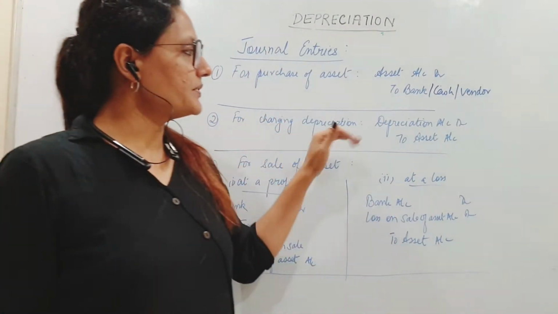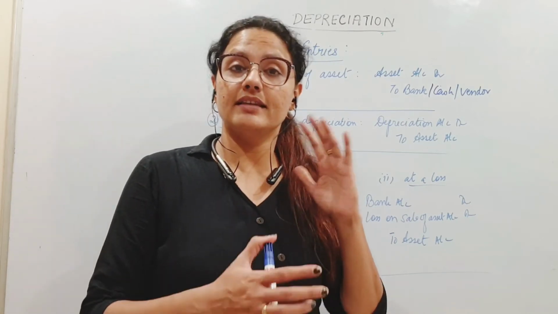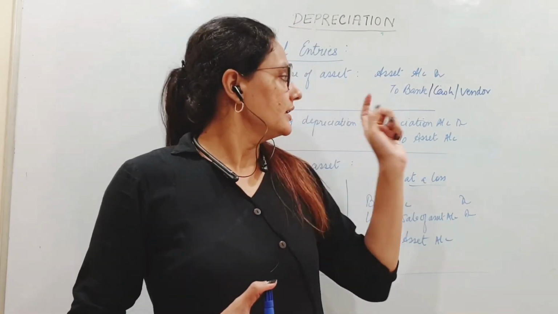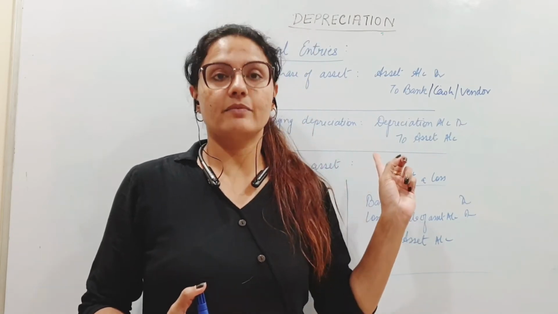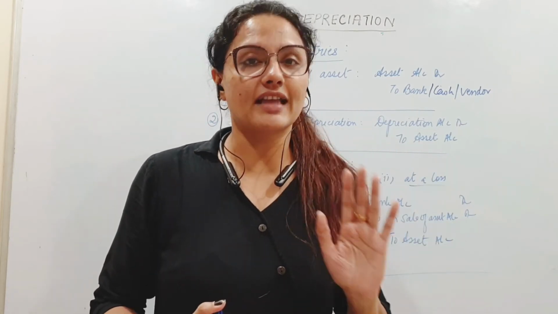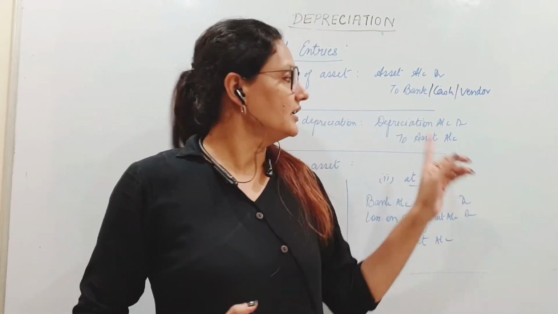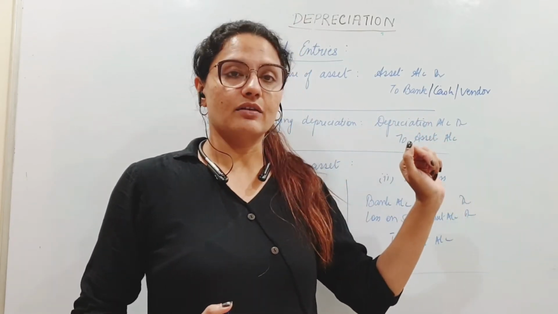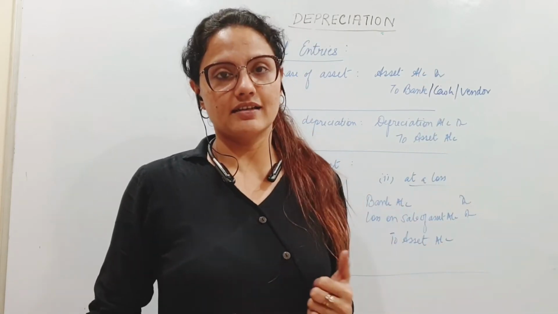Then for charging depreciation, depreciation is an expense to us. This entry is passed at the end of the year usually. Depreciation account debit to the asset account. Here, please remember, again, depreciation is not a cash expense, so it is never depreciation to cash, not paying cash. It is the asset value that is going down, and whenever asset value goes down, we credit the asset account.